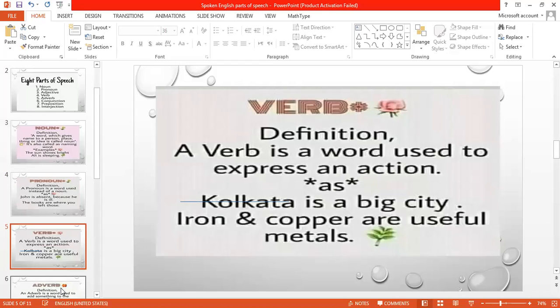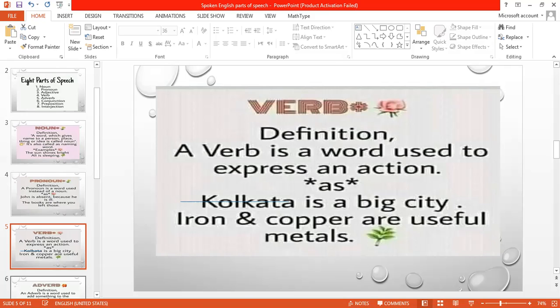Verb is a doing action. Any action that we do will be called verb. For example, Calcutta is a big city. So city is a noun, and what is a verb here? Iron and copper are used as metal. So what is a verb here? Verb is a word that shows an action.